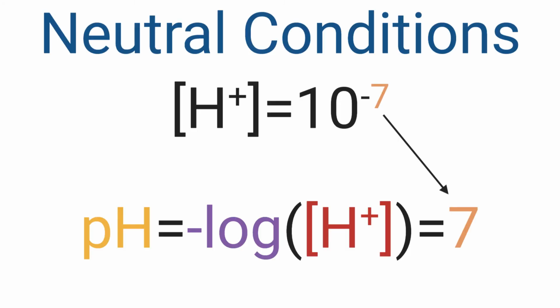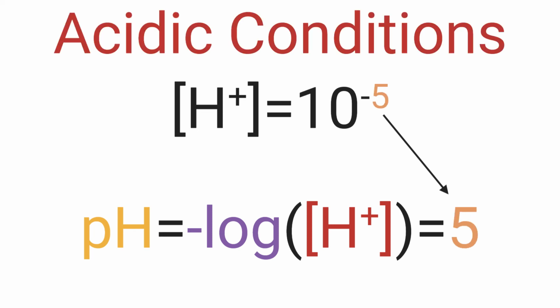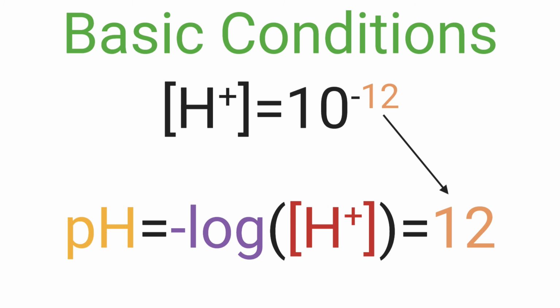In order to talk about whether something is acidic or basic, scientists have come up with a pH scale. In mathematical terms, pH is the negative log of the proton concentration, which looks like this. In practical terms, what this means is that as the pH goes down, the solution is more acidic, and as the pH goes up, the solution is more basic.